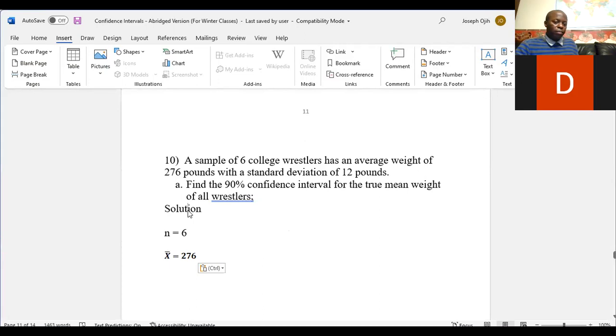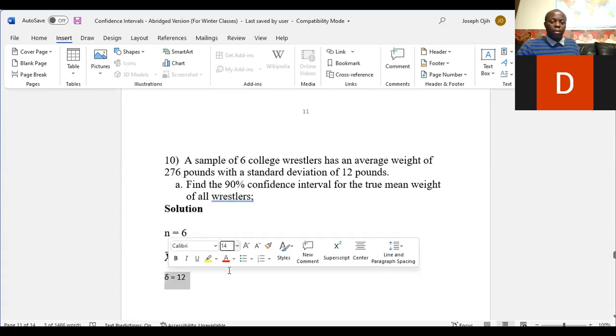So remember, this is the solution. And the standard deviation is given as 12 pounds. The symbol for standard deviation is right here. 12 pounds. It is always doing this, they correct it and then make it bigger. 12 pounds.